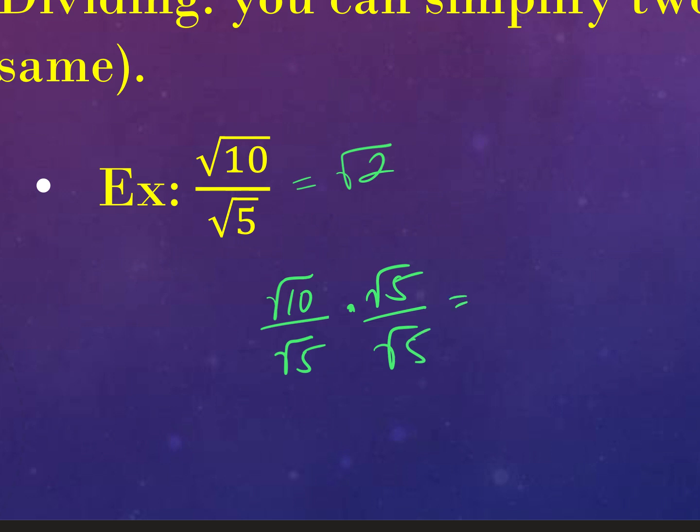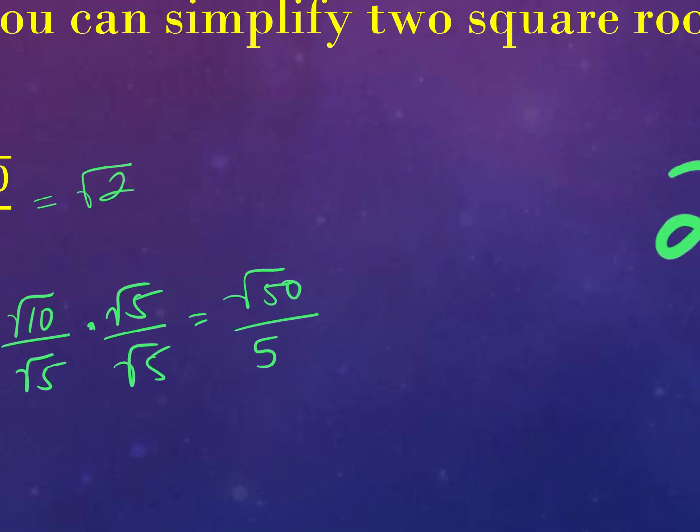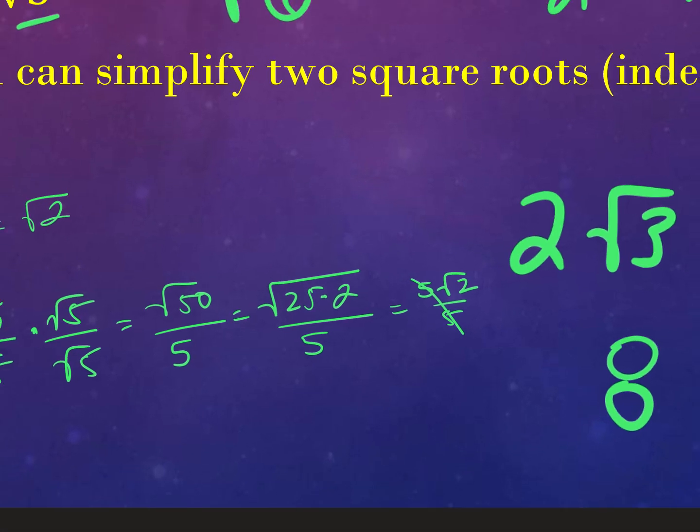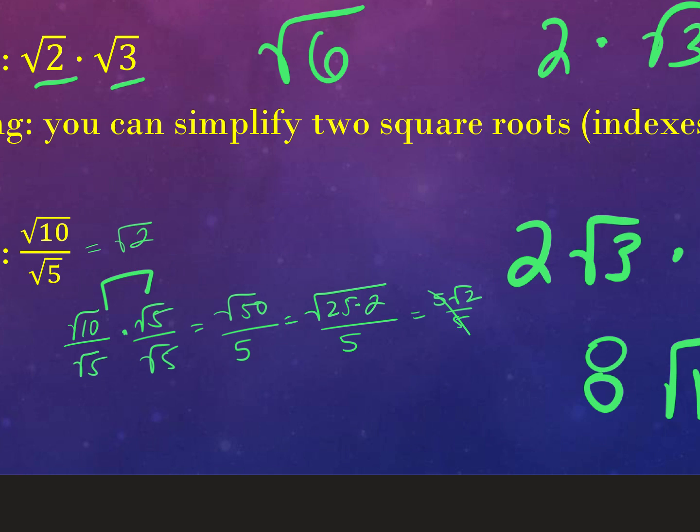A house times a house is a bigger house. So you have the square root of 50 over, what's the square root of 5 times the square root of 5? Square root of 25, which is 5. Agreed? Now we can say, okay, can I break down 50 into a perfect square and a non-perfect square? 25 times 2, right? You guys agree? Okay, well, what's the square root of 25? So this is 5 root 2 over 5, and then the 5's cancel. 5 times 10 right here.